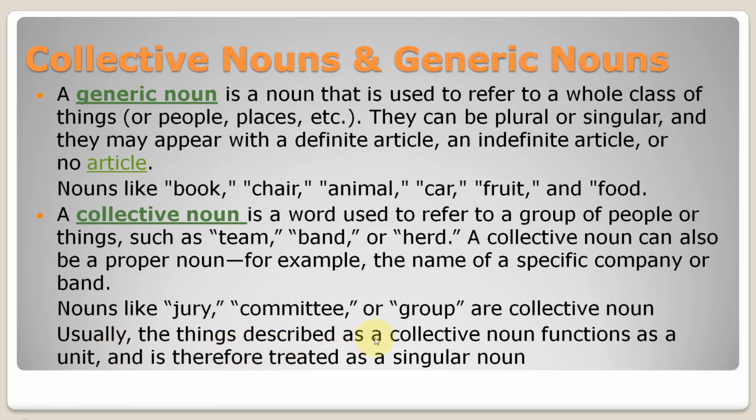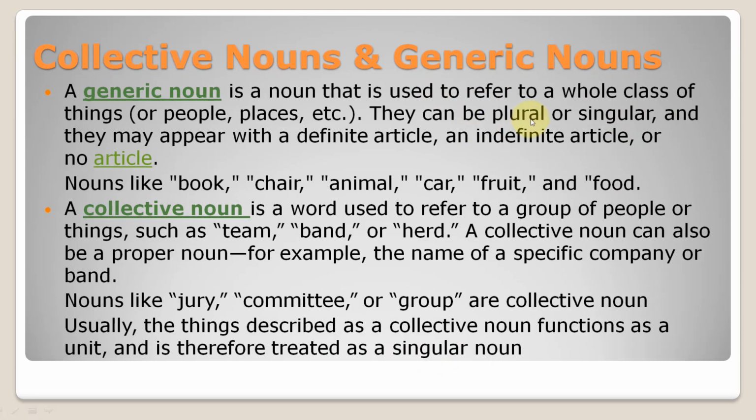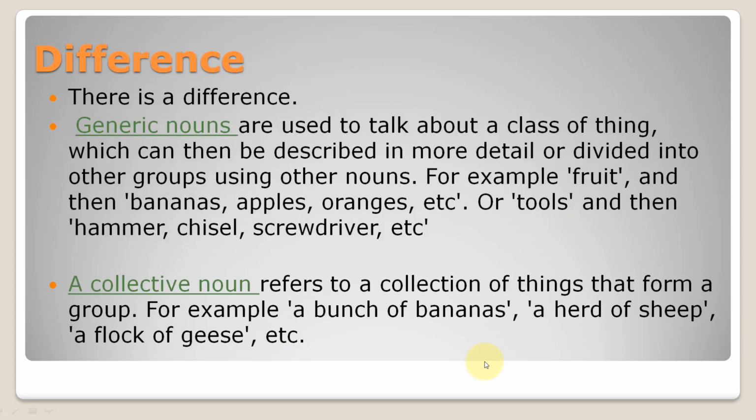Usually the things described as a collective noun function as a unit. That is why they are treated as a singular noun. Generic nouns can be plural or singular, but collective nouns are treated as a singular noun. So let's see some differences. What are the differences between the generic noun and the collective noun? Generic nouns are used to talk about a class of things which can then be described in some detail or divided into other groups using other nouns.